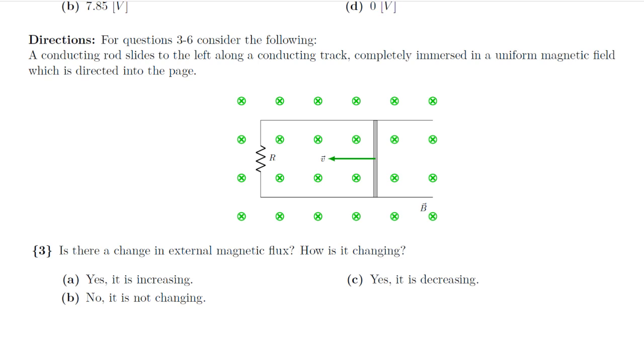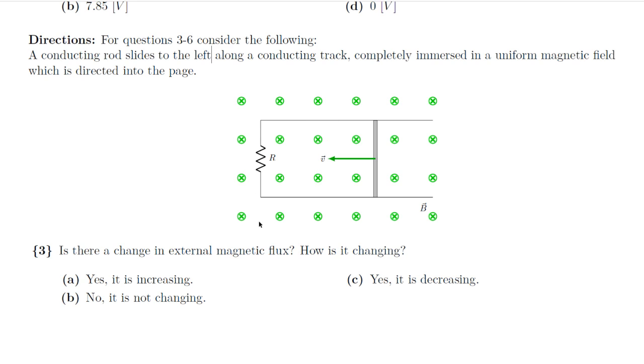Okay, so on this practice test, I chose to group questions with one overall prompt, just simply because there's a few things that you could ask about some of these, especially what we're going to do now. So with this one, you have a conducting rod that slides to the left in this diagram. So this rod right here slides to the left. It's completely immersed in a uniform magnetic field.